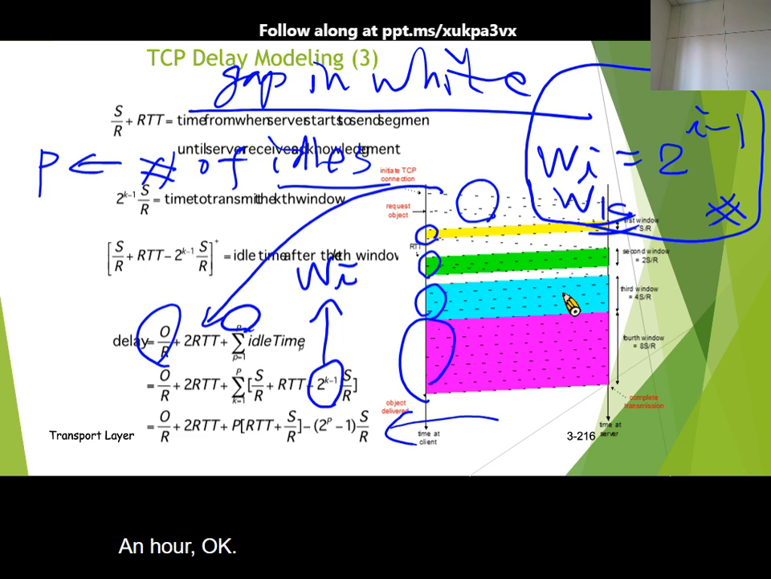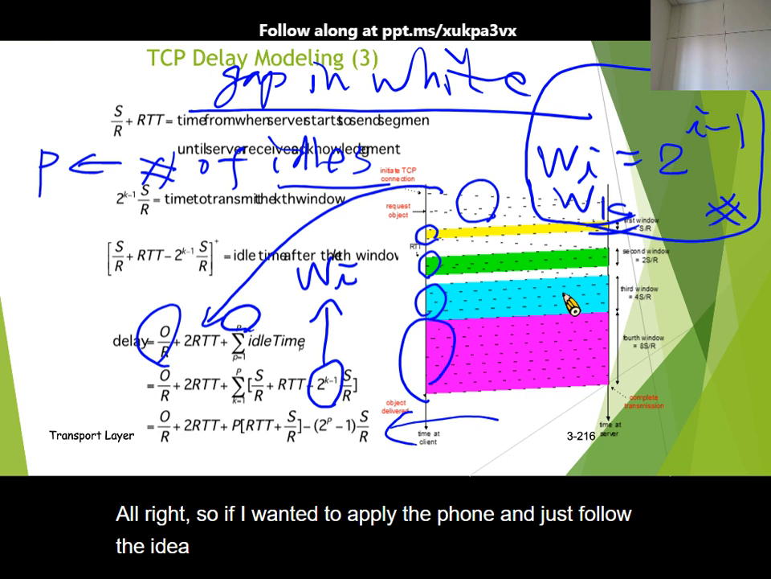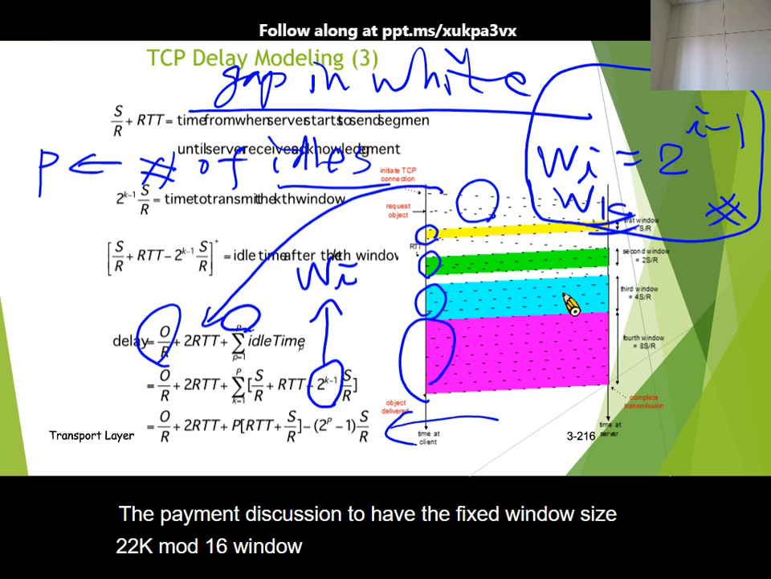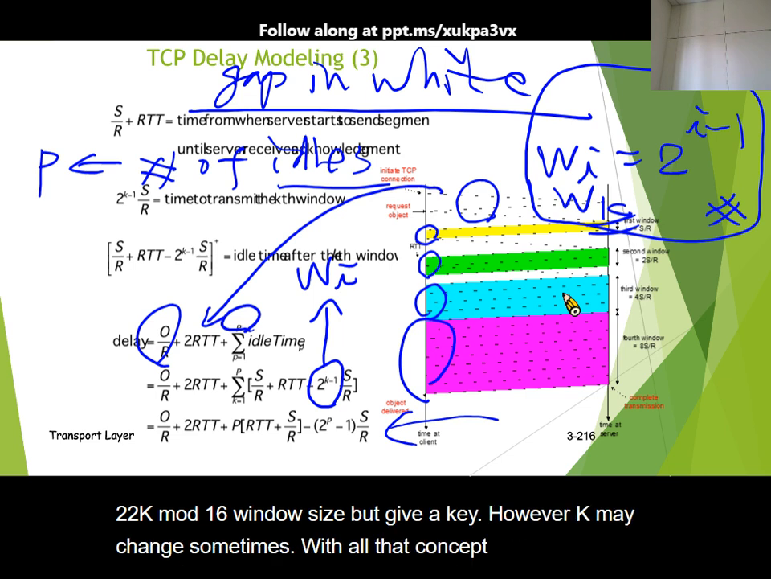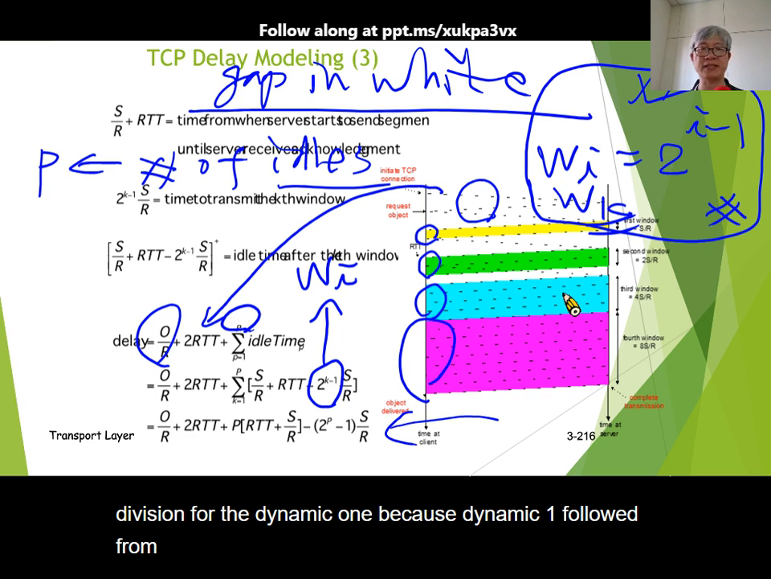Let me choose one to measure. Alright, so if I want to apply the formula, just follow the idea. Because we have the previous discussion to have the fixed window size, 2 to K minus 1 is the fixed window size. But given K, however, K may change. So of course, we follow that concept. We can have the derivation for the dynamic one, because the dynamic one follows the formula here. Alright, that's it. So this is the derivation.